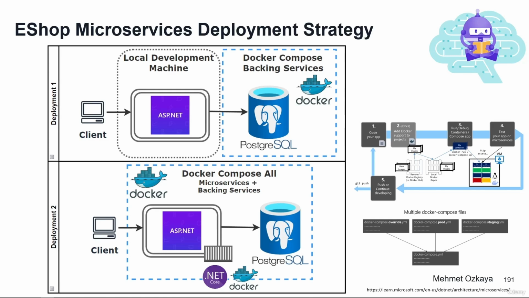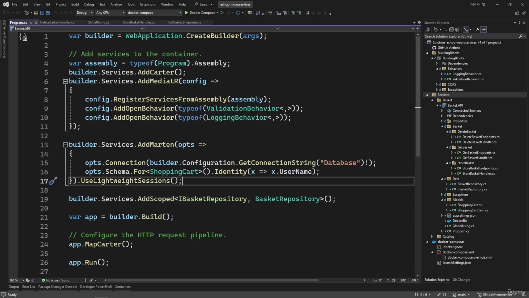In this video, we are going to demonstrate how to connect a local Basket Microservices to a PostgreSQL database running in a Docker container. We will then test creating a new shopping cart in the Basket database. So please open Visual Studio.